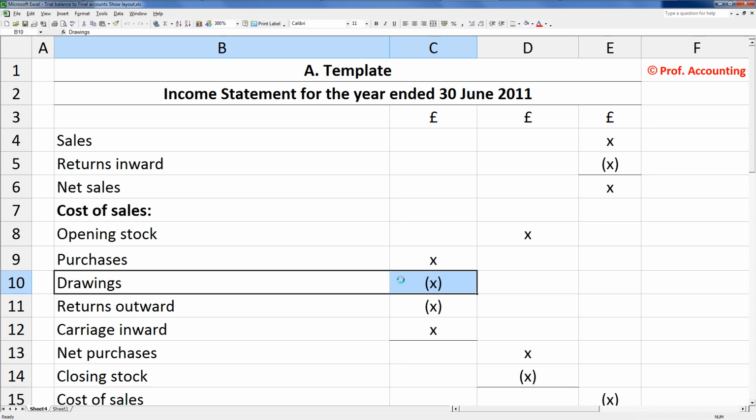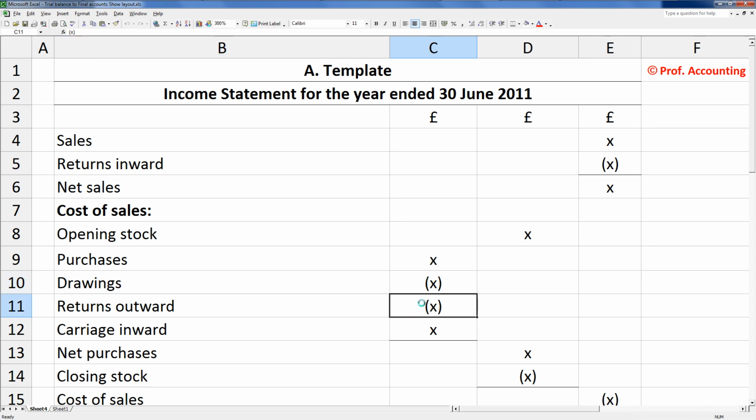We've got returns outwards. This is, again, something we've seen: that's a deduction, reducing purchases by returning goods to the supplier. We've got carriage inwards. Carriage inwards, in this case, carriage means delivery. It's transportation costs. But it's inward, so think of inwards as being the direction of the stock. Stock is coming into the business, so it's the delivery on getting stock into the business.